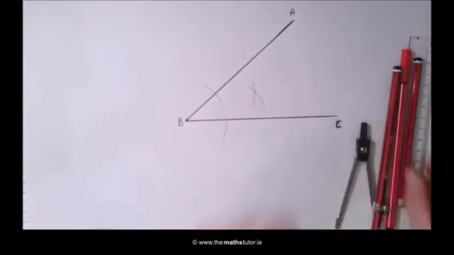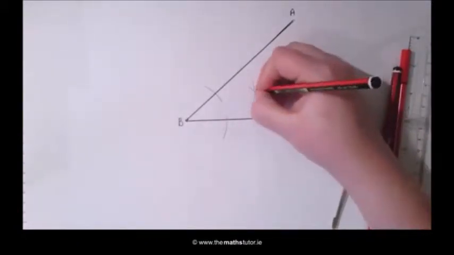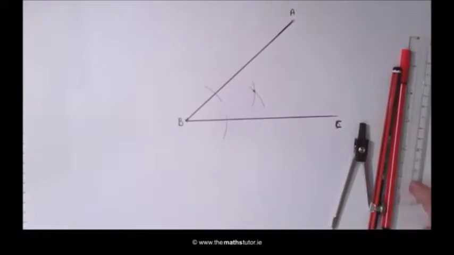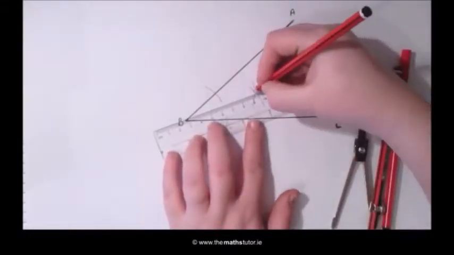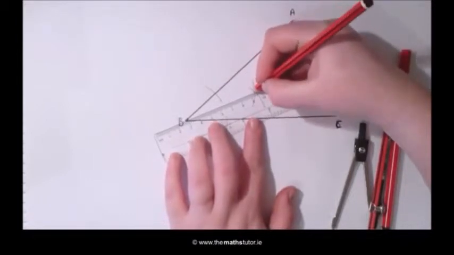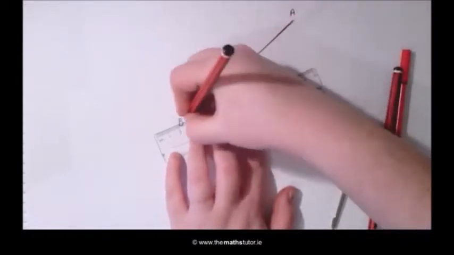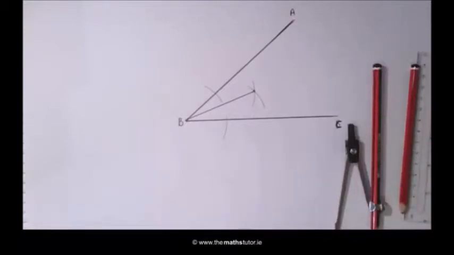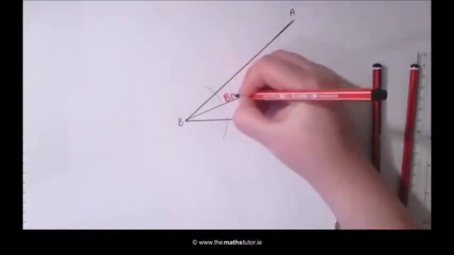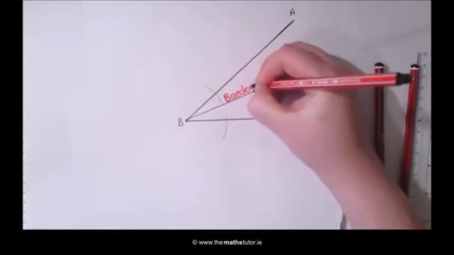Where these two arcs intersect, mark the point. And from our angle at B, we are going to draw a line to this point of intersection. And here we can see we have constructed the bisector of the given angle ABC.